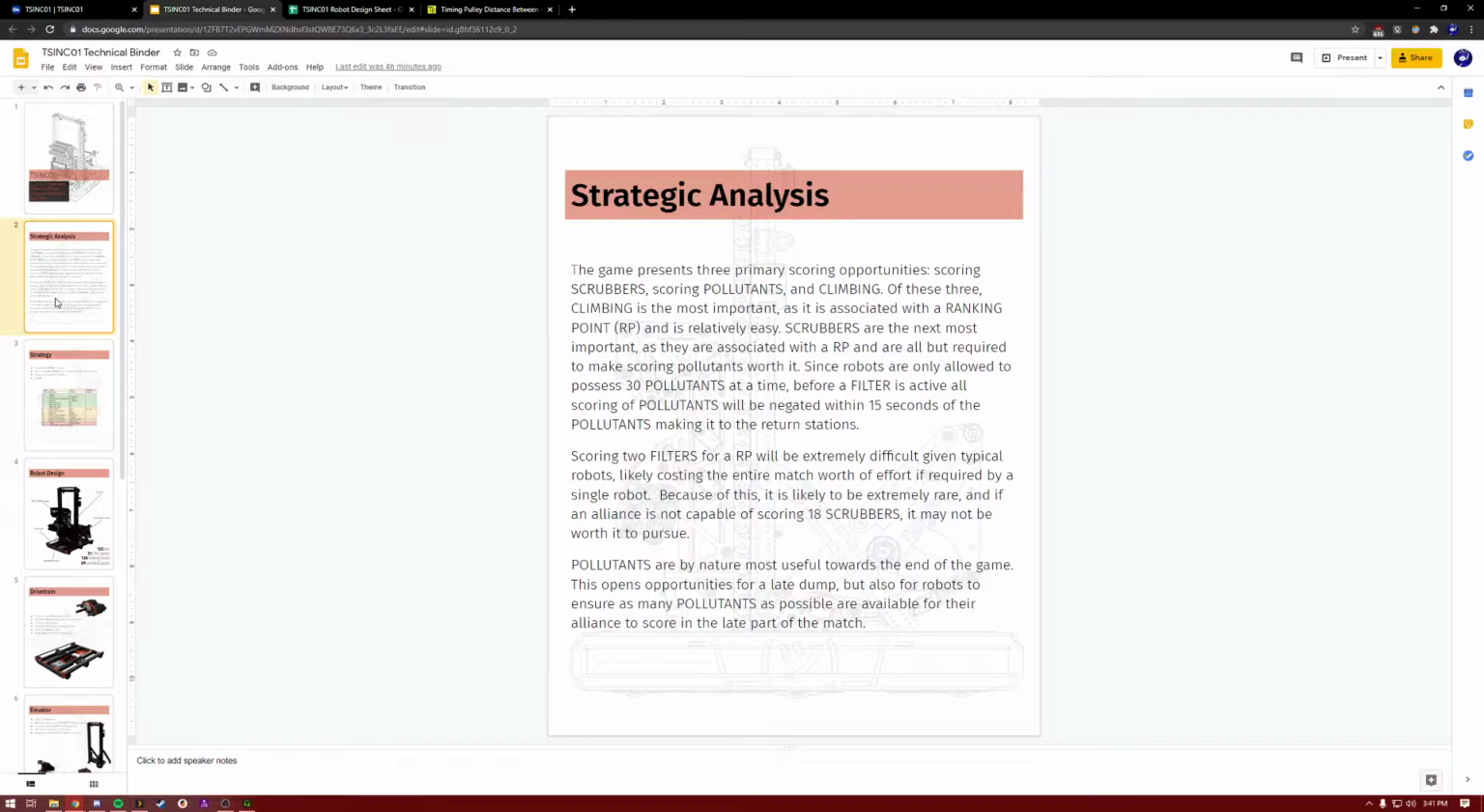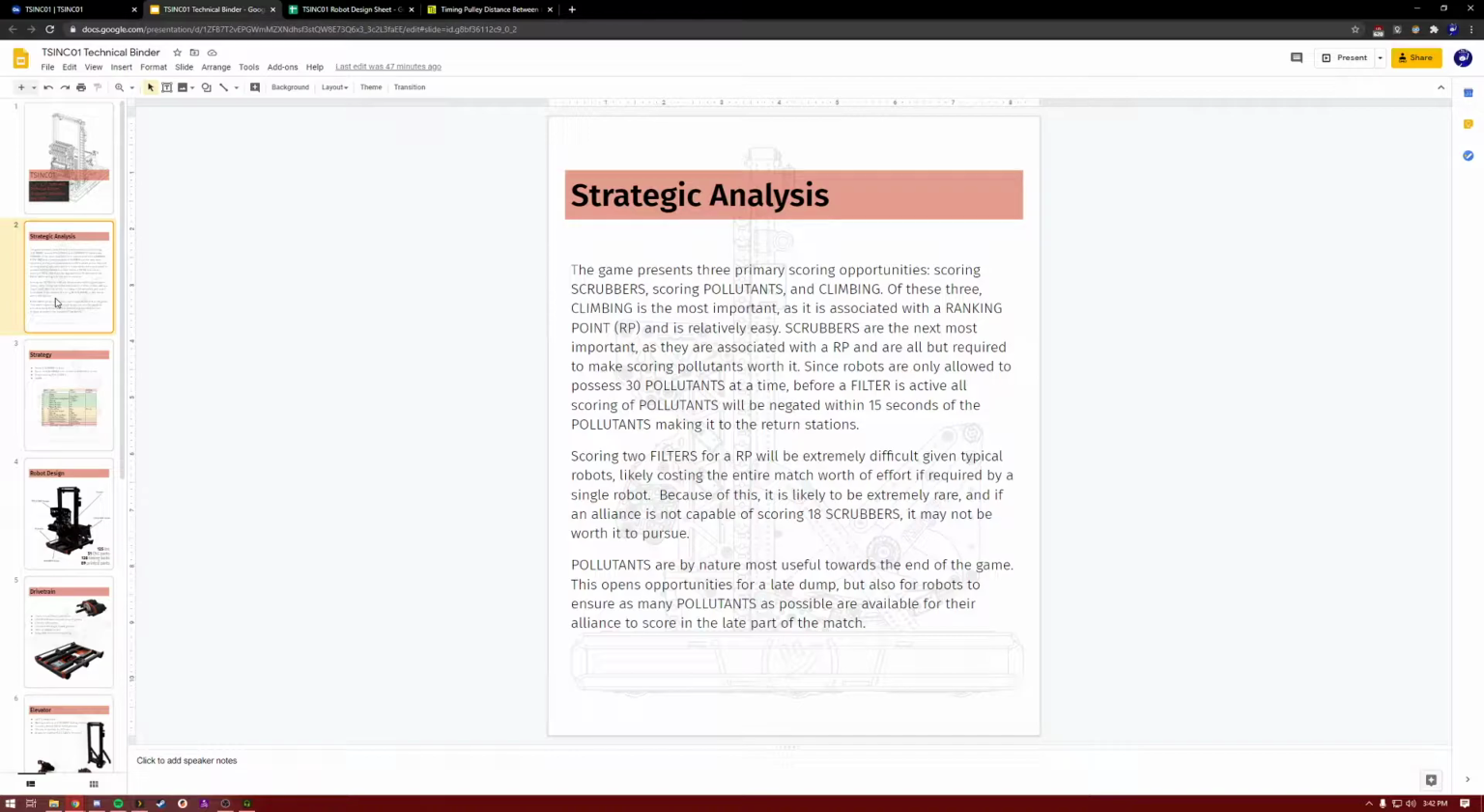That's a really cool game mechanic, and I really appreciate the InspireNC GDC for playing with that. But it made it really hard to justify building a pollutant focused robot in this game, because your alliance needs to be scoring more than 2 pollutants a second in order to keep up with the rate of return before you have a filter up. And that is really hard. Just flat out, that is really, really hard.